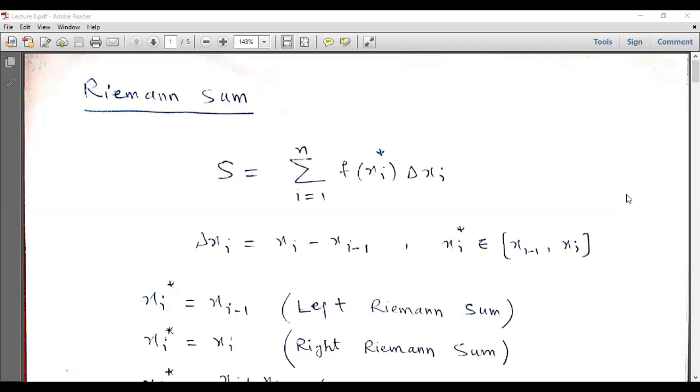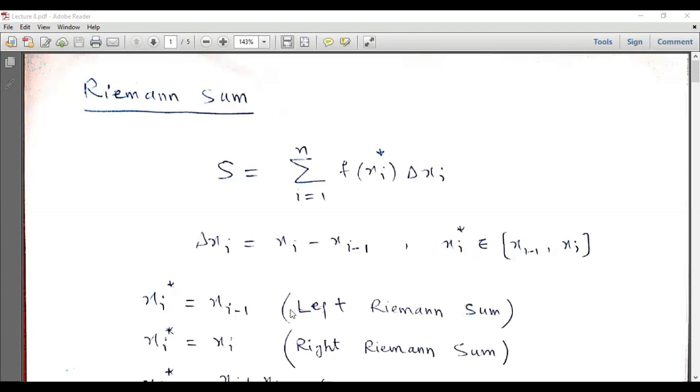In numerical integration, the first thing is the Riemann sum. The Riemann sum can be defined as S equals the summation from i equals 1 to n of f of xi star times delta xi, where delta xi is equal to xi minus xi minus 1, and this xi star belongs to the interval from xi minus 1 up to xi. So this xi star varies from xi minus 1 up to xi.